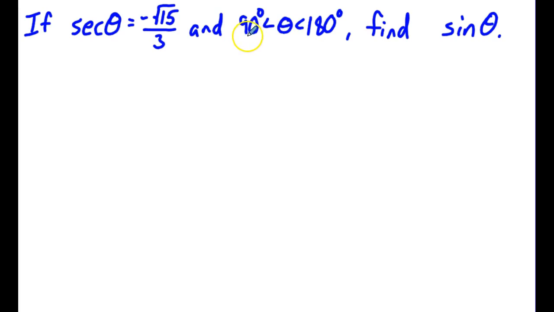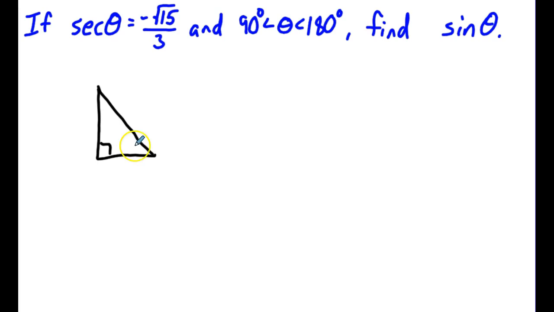If theta is between 90 and 180, we know we're in quadrant 2, so our sine value is going to be positive in quadrant 2. We can create a right triangle again. If we're in quadrant 2, we're going to have our right triangle facing this way.